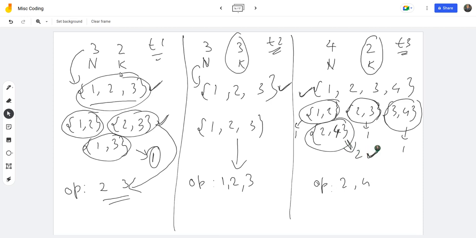You can try even more combinations, but you won't be able to find a subset of size 2 from this original set such that GCD is greater than 2. And hence, this is printed as the final answer, which is 2, 4. So in general, now I think we have the rough idea of what the problem statement is. Now let us brainstorm over the solution part, right?